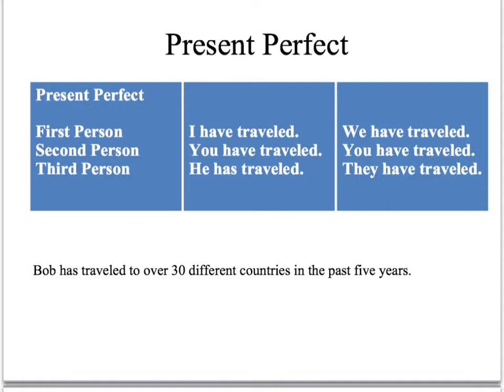Just like simple verbs, perfect verbs also have three tenses: present, past, and future. Notice, we are using the same verb form traveled. We have the present perfect form of traveled. Traveled is in the past tense form. In addition, it has the helping verb have. I have traveled. We have traveled. Look at the example below. Bob has traveled to over 300 different countries in the past 5 years. Traveled in the past tense with the helping verb has makes up the present perfect.